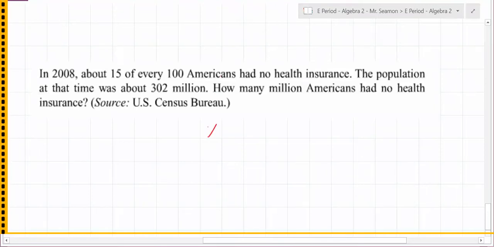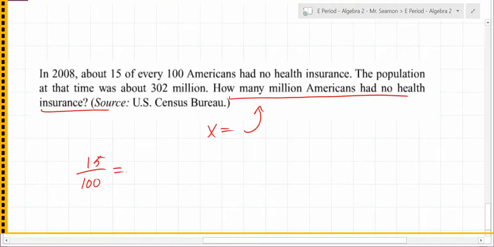Variable. So let's say x is equal to how many million Americans have no health insurance. So that's x right there. Now we can start writing our equation. We know that the proportion is 15 over 100. And we know that that has to equal what? Can someone tell me what the other side of this is going to be? Raise your hand. What's the other side going to be, Alex? X over 302 million. 302. We'll leave it in millions. Just keep it like that.